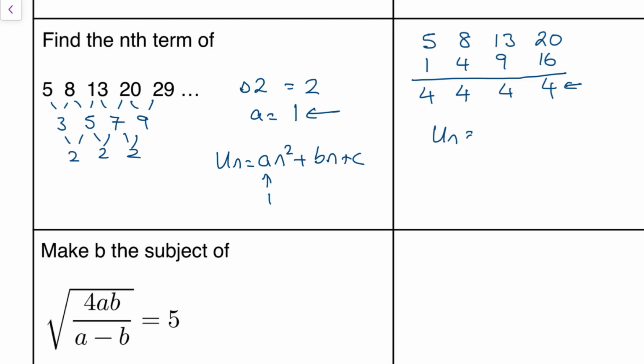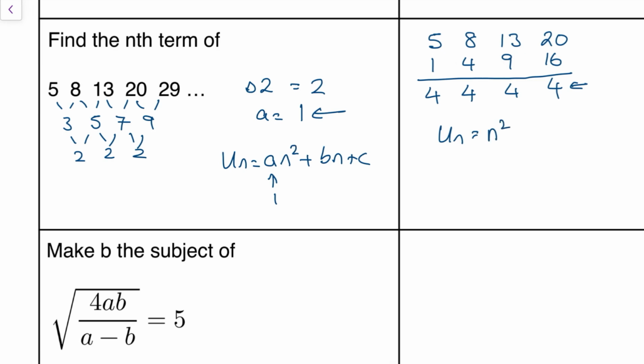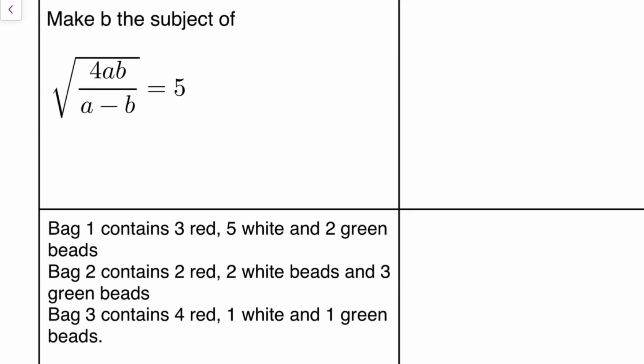So therefore, it's going to be un is equal to, as discussed, 1 lot of n squared plus the 4 that's left over, which is my nth term. What does it want? Wants the nth term. That's it. Question done. Next question.